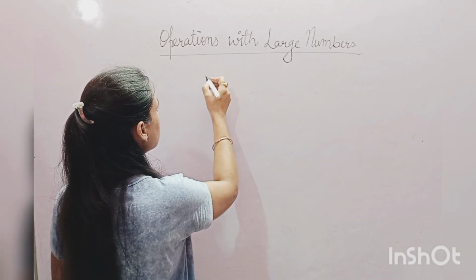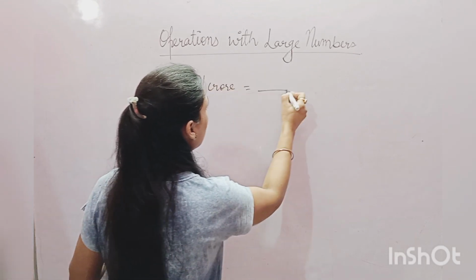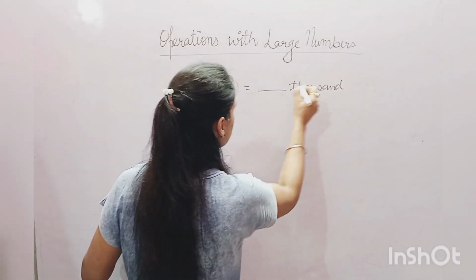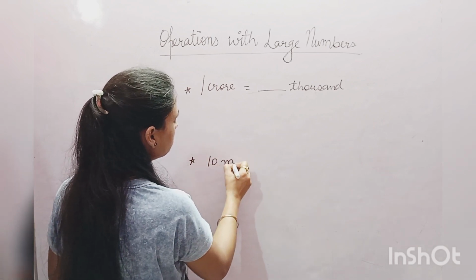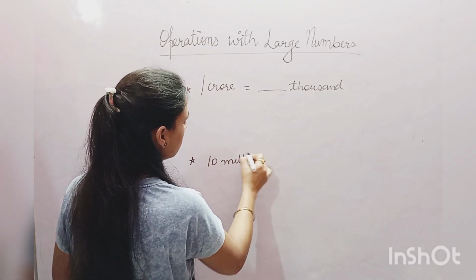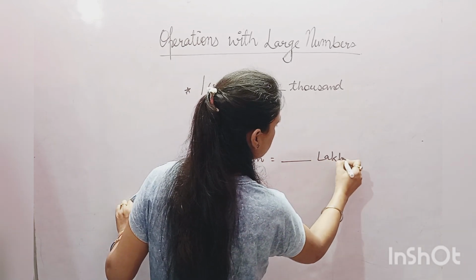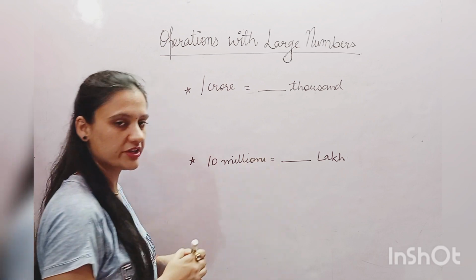Now let's understand one more thing. That is, if the question comes to you like 1 crore is equals to how many thousand, right? Or if the question comes 10 million is equals to dash lakhs, these type of questions come in the exam. How to solve these type of questions?